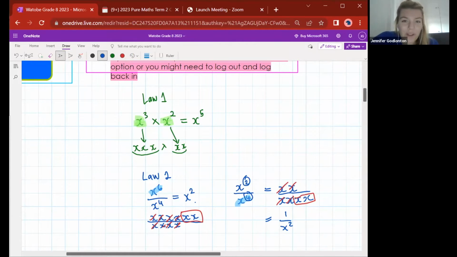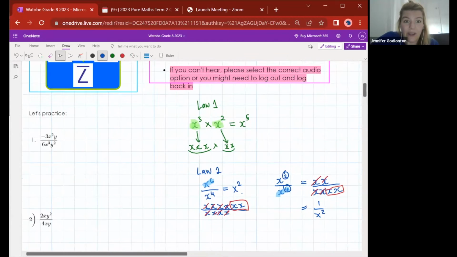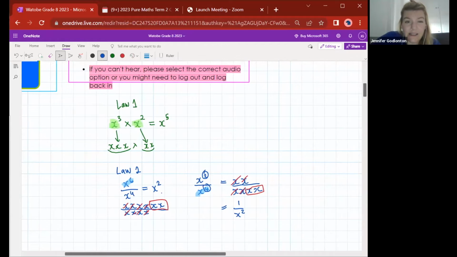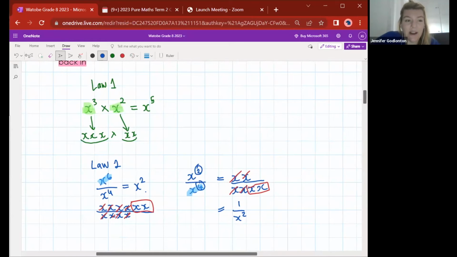All right, with all of that in mind, we are going to give a question a go, and we're going to see how we can cope with it. If you would like to take a screenshot of this, this is just a quick summary of the 2 laws that you've done last week. And then we're going to jump to a question.